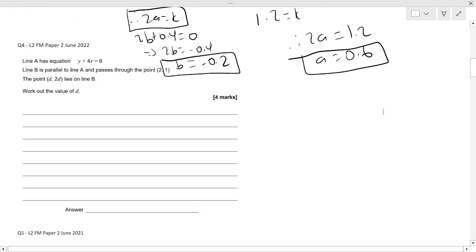Question 4. Okay. Hang on. Let me get rid of this box here, so I can see the question. There we are. Let me draw the box. There we are.